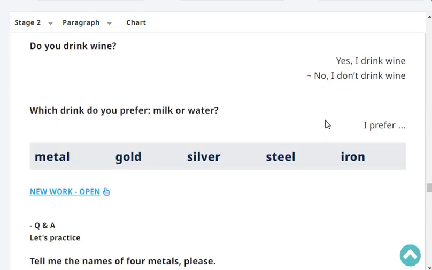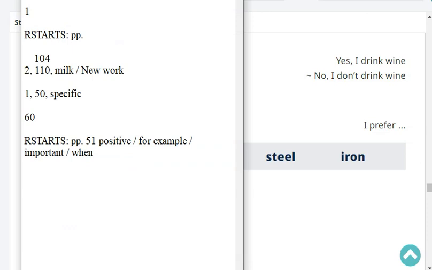Which drink do you prefer, milk or water? I prefer milk to water. Very good. Okay, so that's the end of our revision. Let's have new words. Okay, very good.